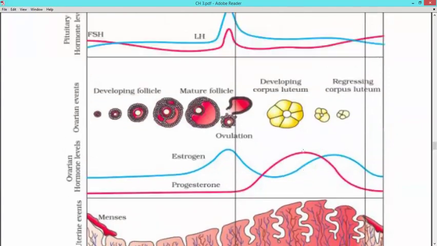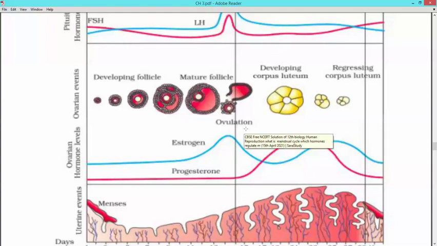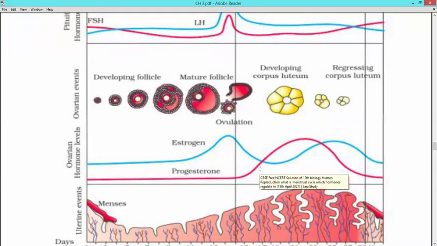Next, we are going to see the ovarian hormone levels, right? There are two ovarian hormones. The first is estrogen and the second one is progesterone. Here, the blue line depicts the estrogen and the pink line depicts the progesterone. As you can see, when the ovulation is about to take place, the estrogen levels reach their peak, while the progesterone is not going to increase at this time.